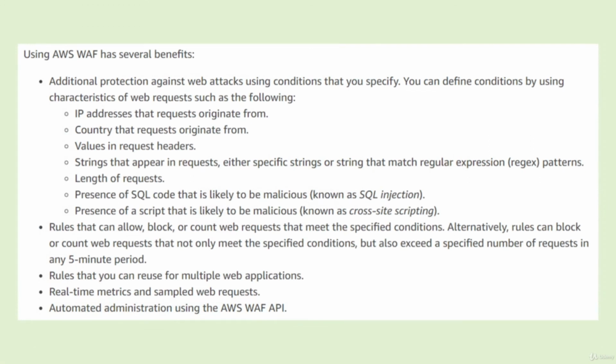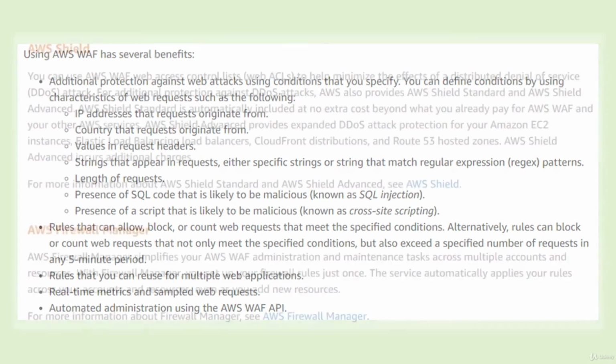WAF has several benefits. You can define conditions for web requests such as based on IP address or request origination, the country, the value in request headers, strings, and the presence of SQL code. You can allow, block, or count web requests that meet the specific conditions. You could also check over a period like a 5-minute period. You can add rules that you can reuse for multiple applications. You could get real-time metrics and sampled web requests. And you can obviously administer these things using the WAF API.